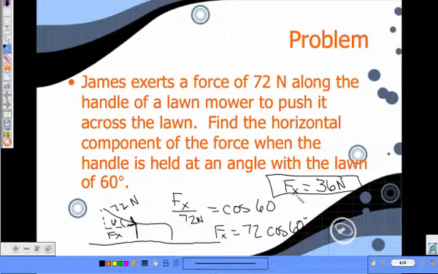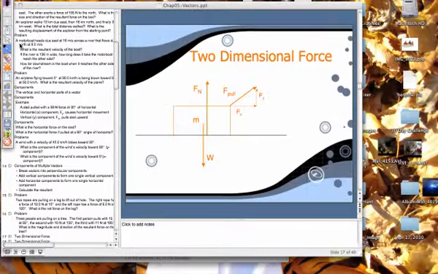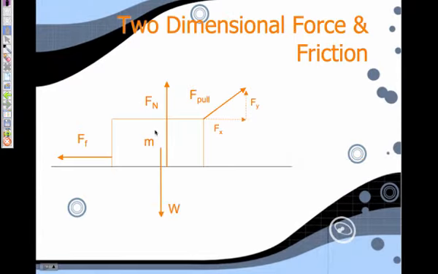Then if we knew the mass of the lawnmower, we could find the acceleration of the lawnmower. It'd be 36 is equal to ma, if we wanted to find that. I don't know, maybe that's what the next problem does. I don't remember. We'll talk about friction. We won't do all the problems for it. We'll finish some of the problems up on Monday.